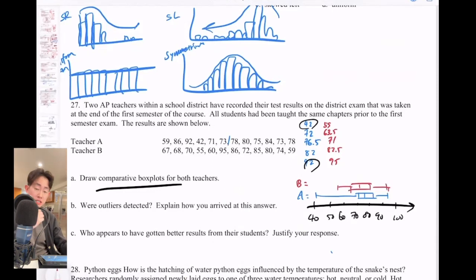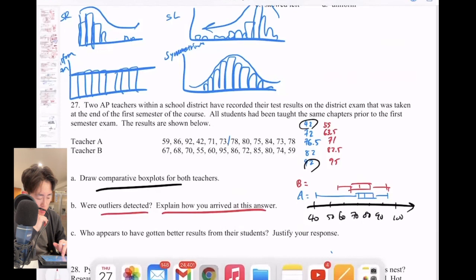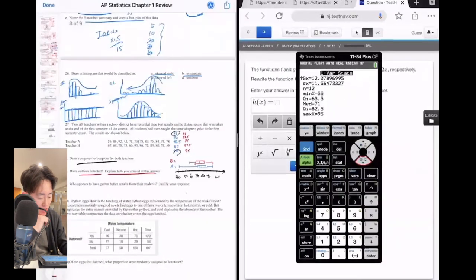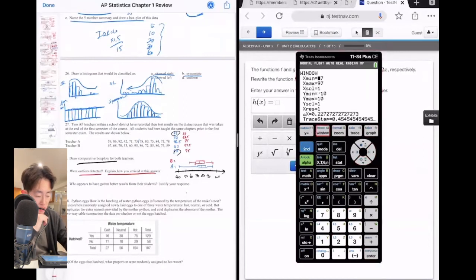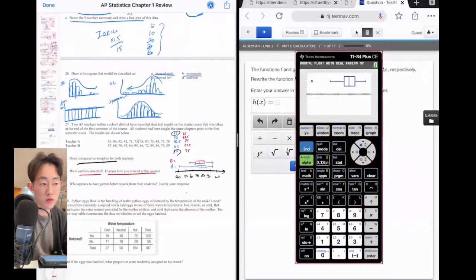Okay, now you can clearly see that the spread is definitely different for teacher A and teacher B. Were outliers detected? Explain how you arrive at this answer. Okay, so the best way to do this one is for B, I don't really think there is going to be an outlier, but just to check, let's say I do the fourth one here and I do list 2. Zoom 9. Okay, so there's definitely one outlier, as you guys can see here. I want to zoom into this, but I really can't show you the zoom in on the calculator.